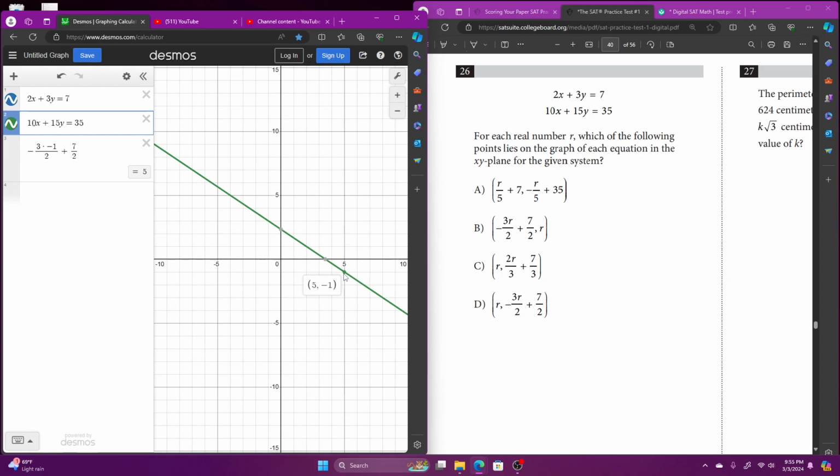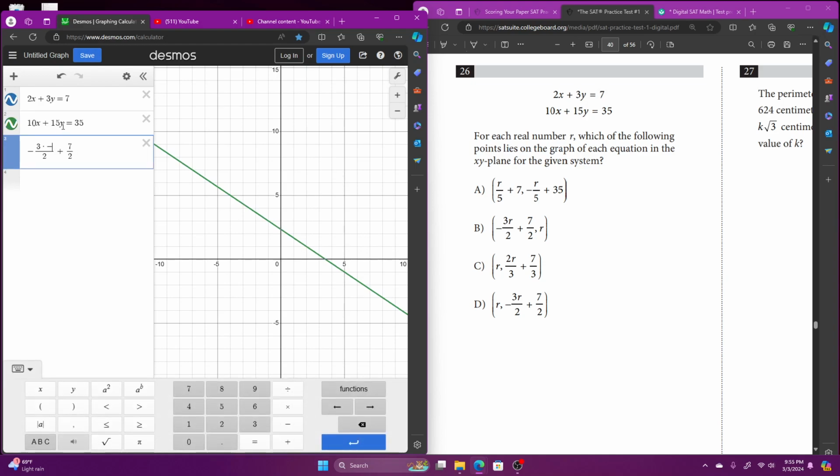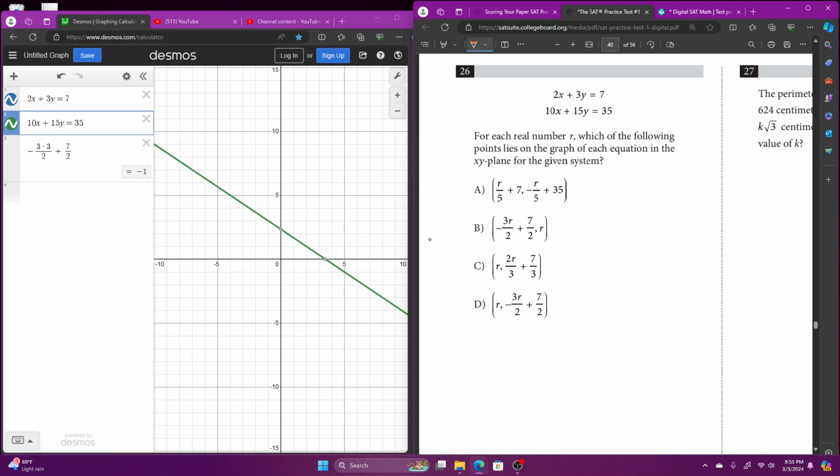And what about when y is 3? Positive 3. We should get negative 1. We do get negative 1. So this here, answer choice B, works for whatever we put in for r. It works on this equation here. Whatever we put here, we get a match to our graph here. So B is the correct answer.